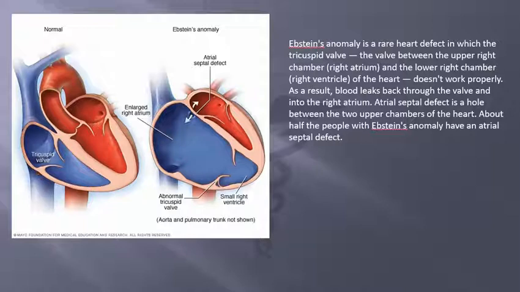It doesn't open and shut properly, so blood will leak back through the valve and into the right atrium. An atrial septal defect is the hole between the two upper chambers of the heart, between the two atria. Typically about half the people with Ebstein's anomaly also have an atrial septal defect. Okay? And here you'll see the enlarged right atrium, but with this Ebstein's anomaly, the valve here just doesn't shut very well.